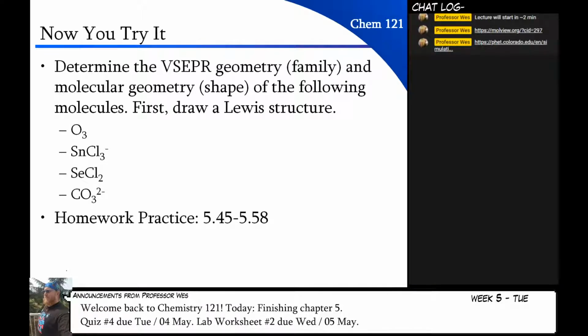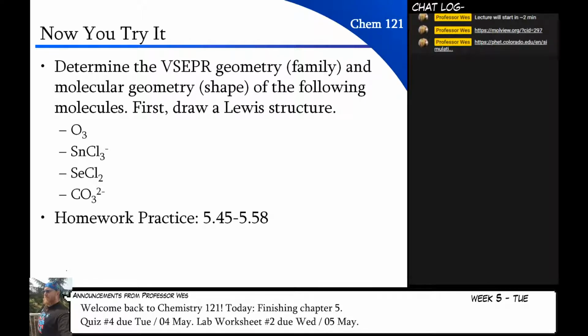So now what I want you to do is draw these Lewis structures to the best of your ability. So draw ozone, SnCl3 with a minus on it. Remember, the minus increases the number of Lewis electrons you have. SeCl2, and then carbonate. So draw these four structures on paper. Use the rules that we talked about yesterday to do Lewis structures. And then count electron groups and then electron pairs. Tell me the VSEPR geometry first, what family it goes into, and then tell me the molecular geometry, which member of that family it is.